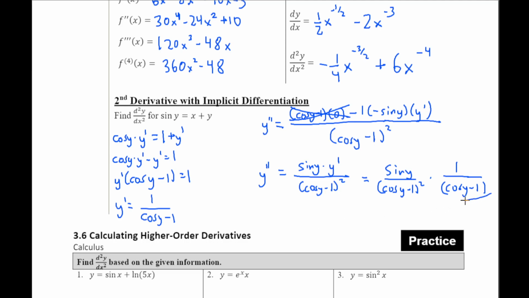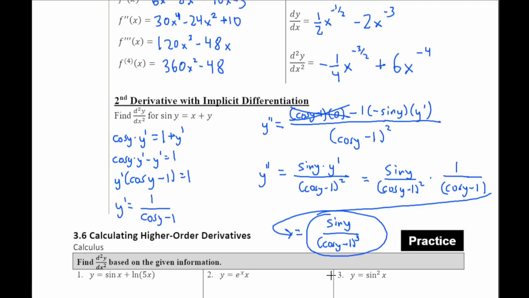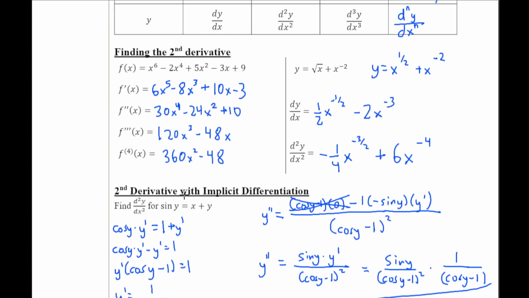If you did want to do another step to write it, since it's cosine of y minus 1 squared times 1 over cosine y minus 1, these terms are the same. So that's all the same as sine y over parentheses cosine y minus 1 cubed, because this is a squared and this is just a 1 exponent. You just add them together. So this here is your second derivative. You can go ahead and do the practice problems.